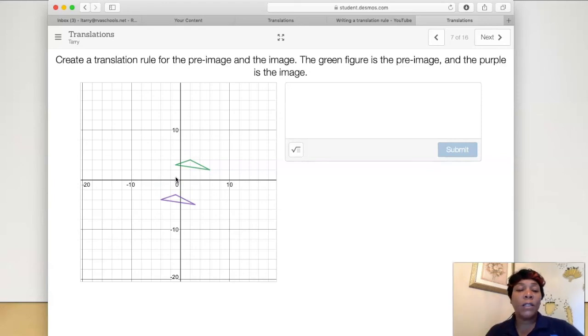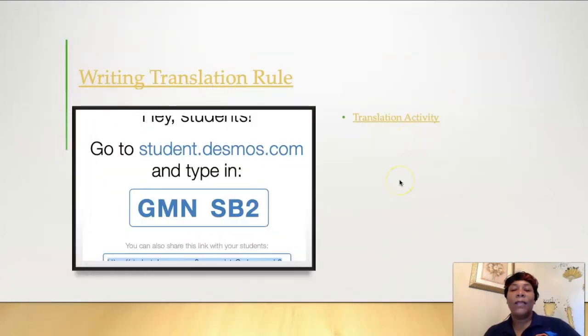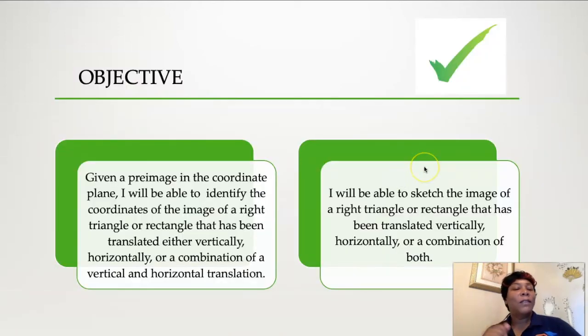You want to pay attention to where they are, and then you want to pay attention to your intervals on your axis. So that's what you're going to do independently today. Once we're done, you're going to log into the system, and that's what you're going to do. Okay? So I think we can positively say that we have met our objective for today. And if we haven't, I'm sure we will by the time you finish that Desmos application.